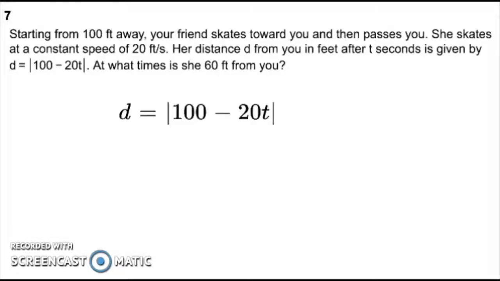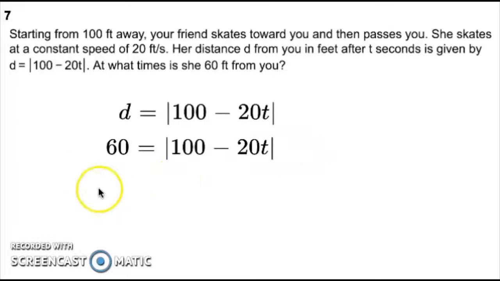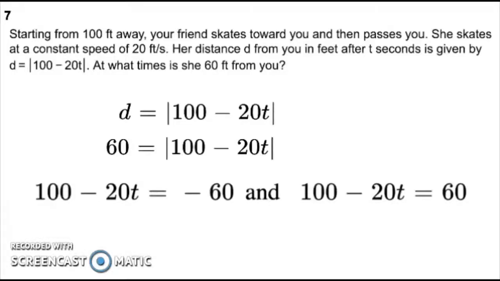So let's write down our equation. D equals distance, so we know d is going to be 60, so let's replace d with 60. Now we're looking for the values of t to give you a distance of 60. So we're just solving the absolute value equation. So the two numbers that have an absolute value of 60 are 60 and negative 60. So write 100 minus 20t equals negative 60, and 100 minus 20t equals 60.